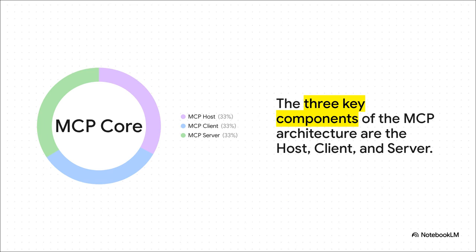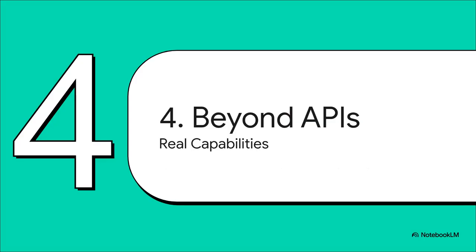You have the host, that's the main AI application itself. That host has a client, which acts as its smart coordinator for talking to the outside world. And that client communicates with all the different servers, which are the gateways to the actual tools and data sources. But here's where it gets really, really cool. MCP isn't just a smarter, cleaner way to call APIs. It fundamentally unlocks totally new capabilities for AI.